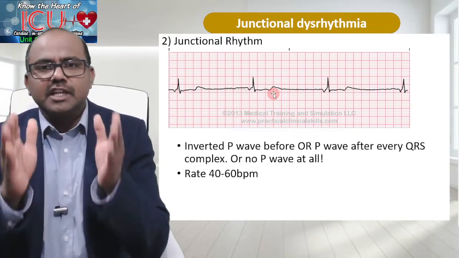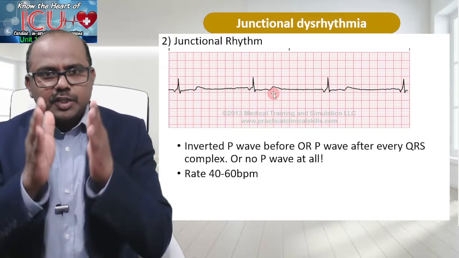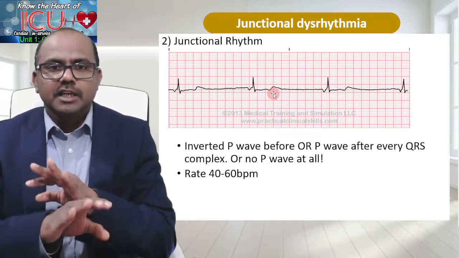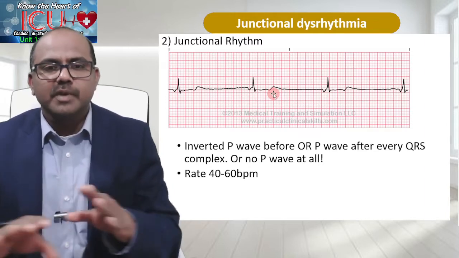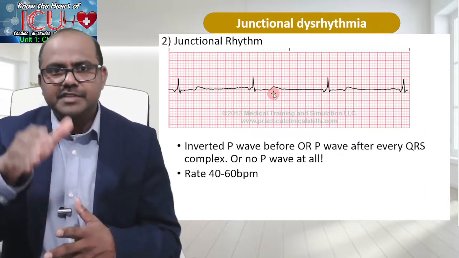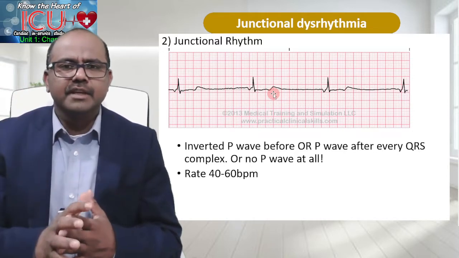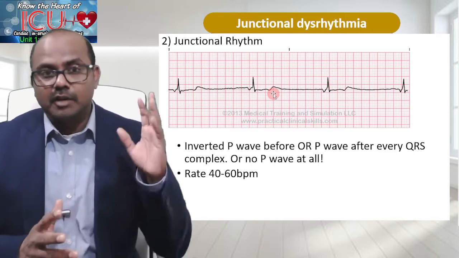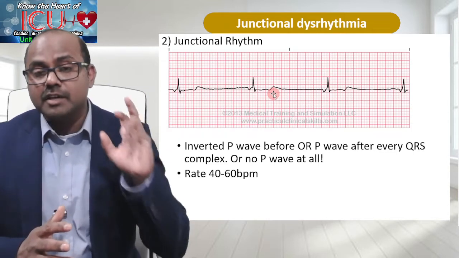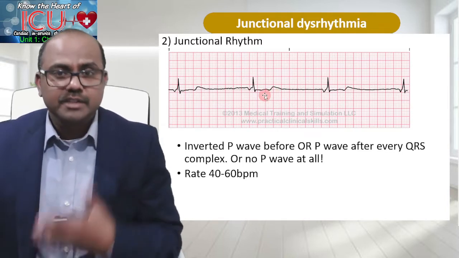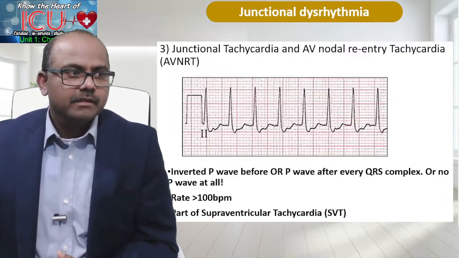So it's a junctional rhythm just because this QRS complex originates from the junction. There is no impulse from the SA node, no impulse from the atria, because there is no upright P wave. All the P waves are inverted P waves with a narrow QRS complex. So it's definitely from the junction. It's not from the SA node, it's not from the atria, it's not from the ventricle. It's definitely from the junction. So it's a junctional rhythm.